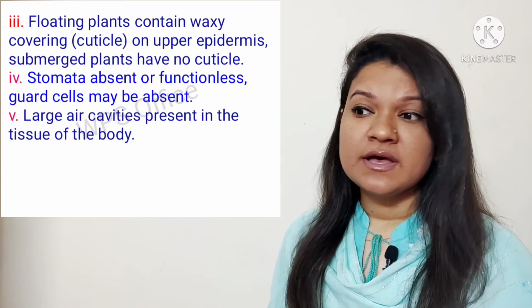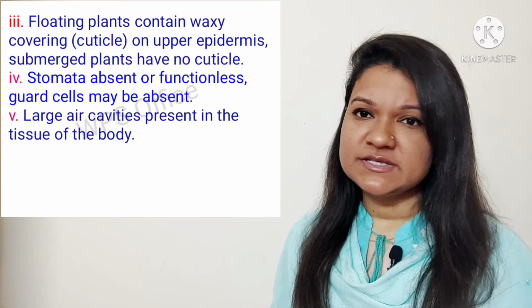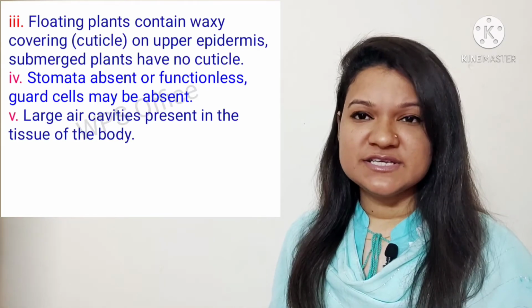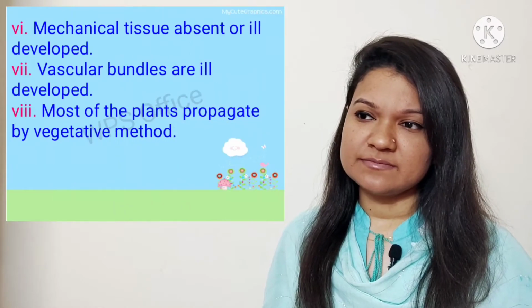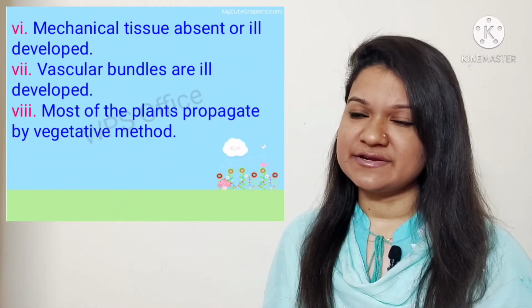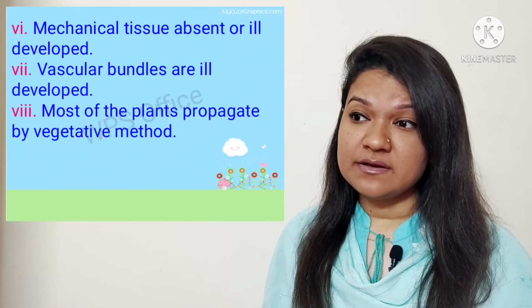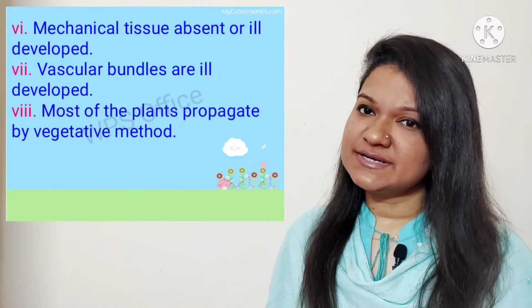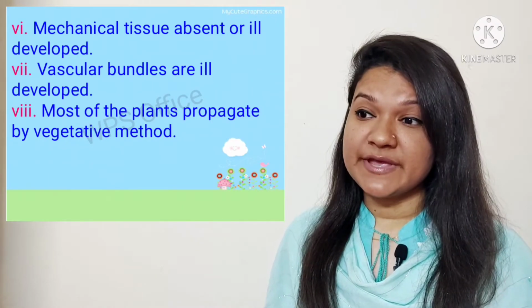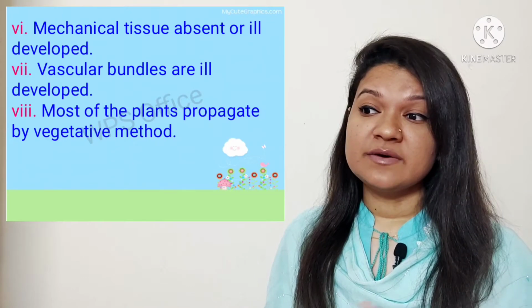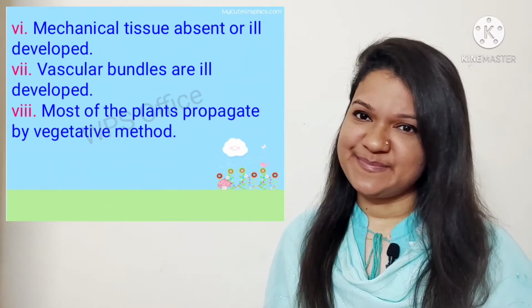Number 5, large air cavities present in the tissue of the body. Number 6, mechanical tissue absent or ill developed. Number 7, vascular bundles are ill developed. Number 8, most of the plants propagate by vegetative method.